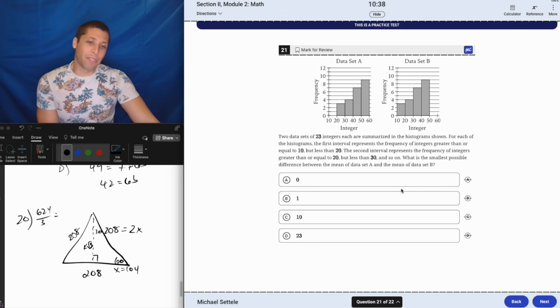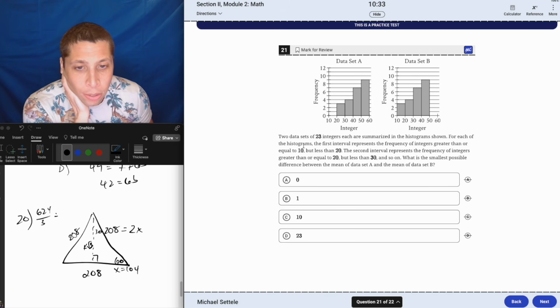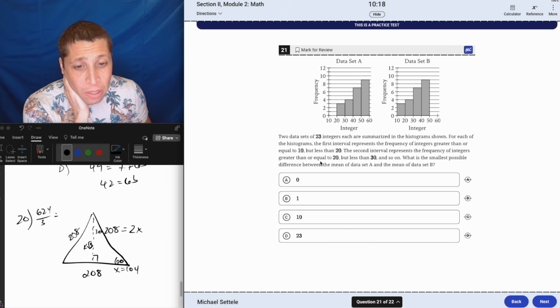Oh, this is a familiar question. Maybe they changed the numbers, but this is a repeat. Okay. Two data sets of 23 integers each are summarized in the histograms shown. For each of the histograms, the first interval represents the frequency of integers greater than or equal to 10, but less than 20, right? So that's this bucket. The second interval represents the frequency of integers greater than or equal to 20, but less than 30. And so on. What is the smallest possible difference between the mean of data set A and the mean of data set B?